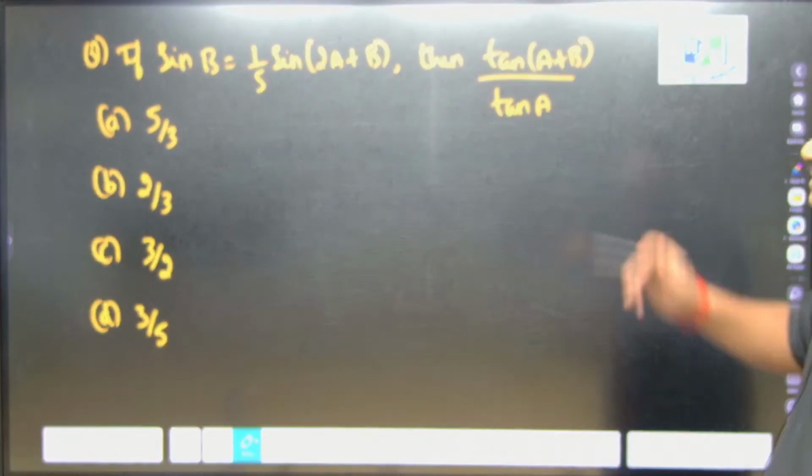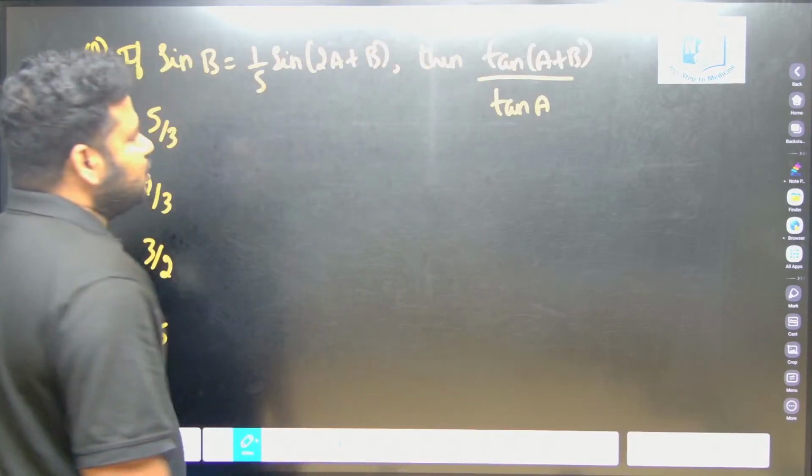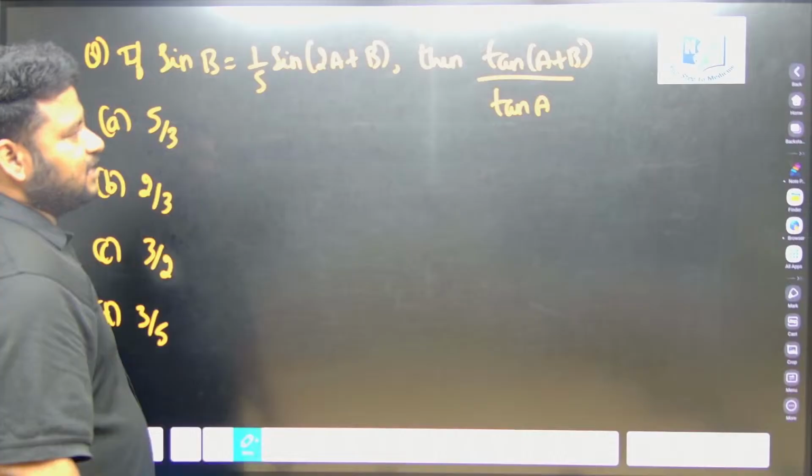So see here, let us take an example. If sin B is equal to 1 by 5 times sin of 2A plus B, then they are asking for tan of A plus B by tan A.